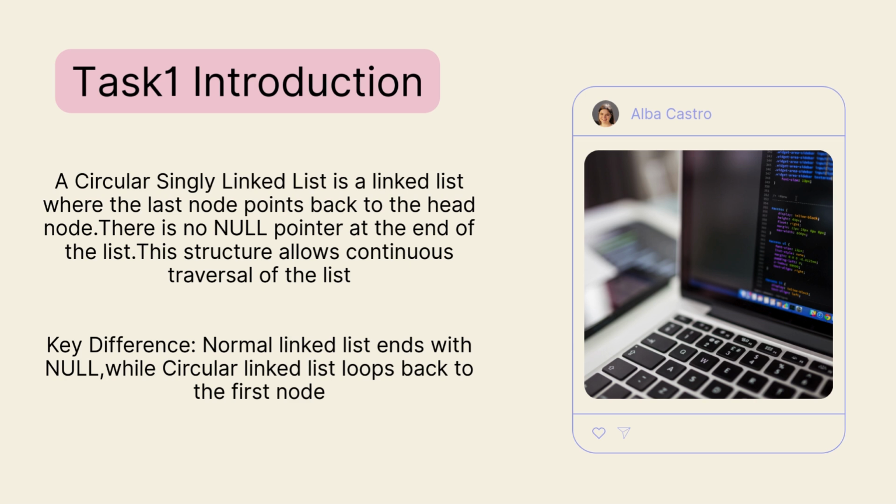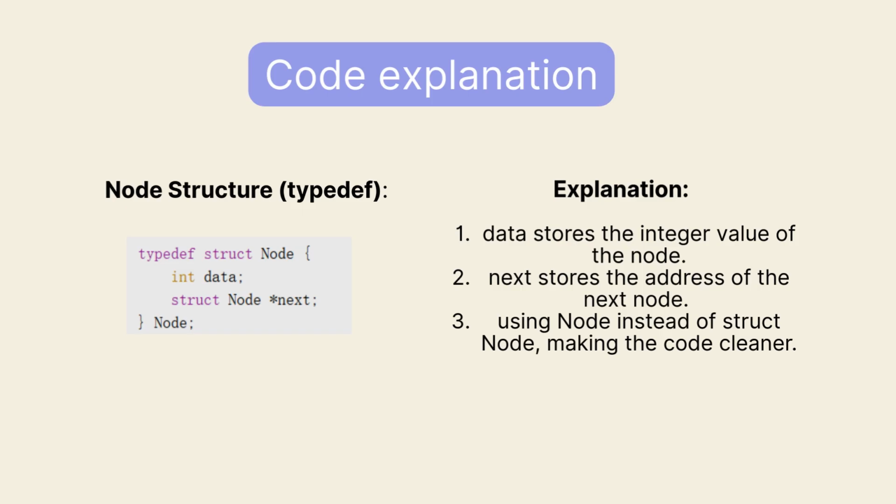the head node. There is no null pointer at the end of the list. This structure allows continuous traversal of the list. A normal linked list ends with null, while a circular linked list loops back to the first node.